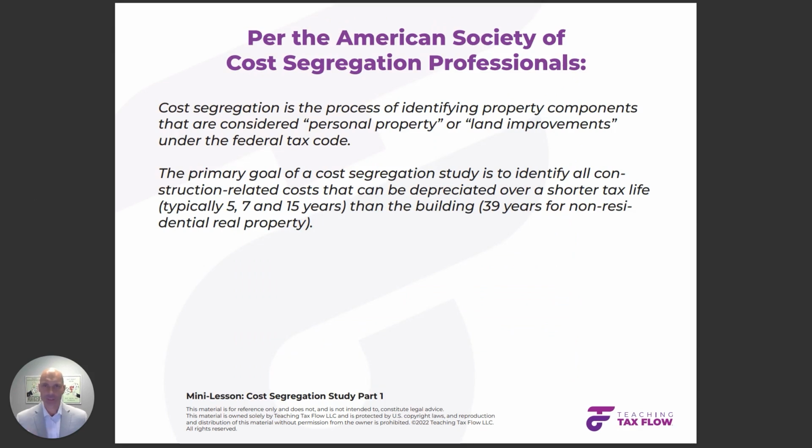So let's look at the formal definition of a cost segregation study. According to the American Society of Cost Segregation Professionals, and yes, this is a very real and reputable organization, cost segregation is the process of identifying property components that are considered personal property or land improvements under the federal tax code. So we talk about that term, tangible personal property. The primary goal of this type of study is to identify all construction-related costs that can be depreciated over a shorter lifespan.